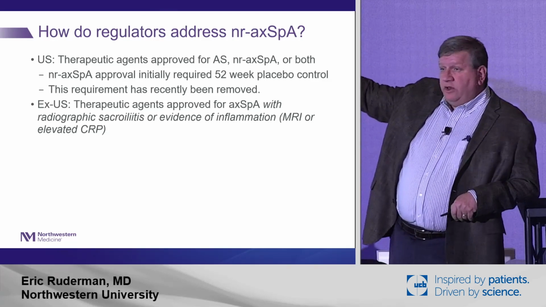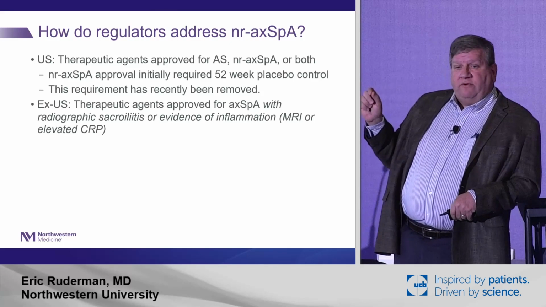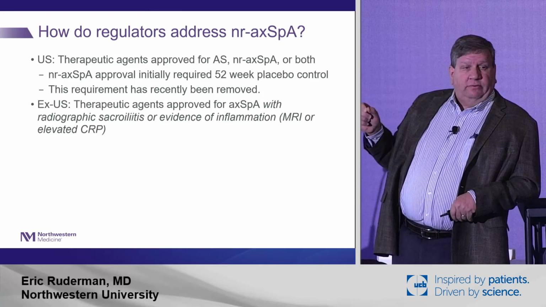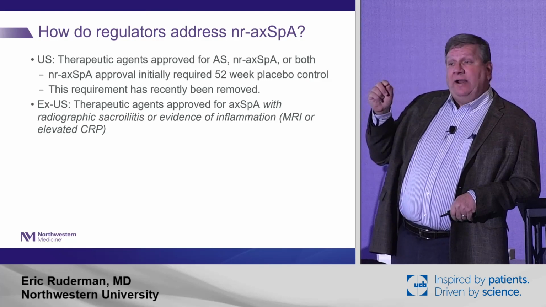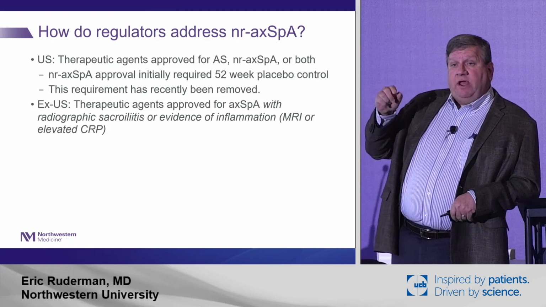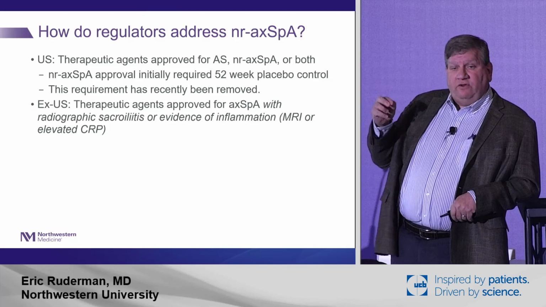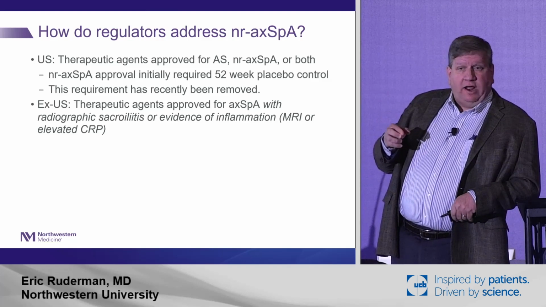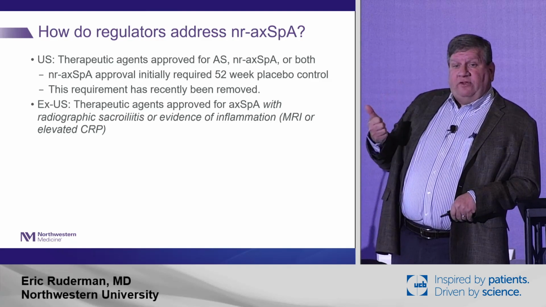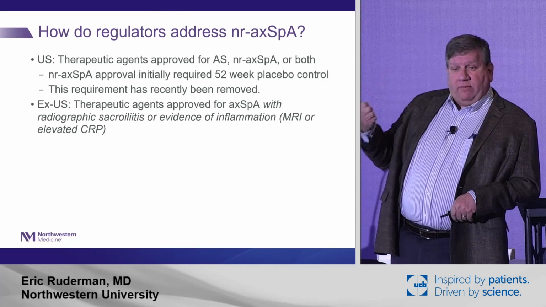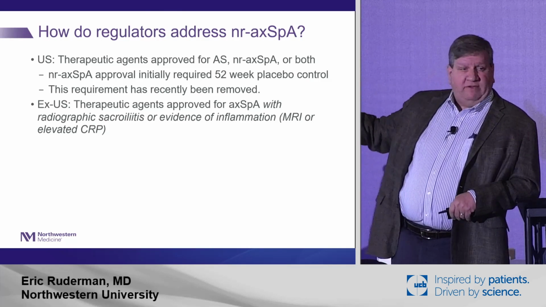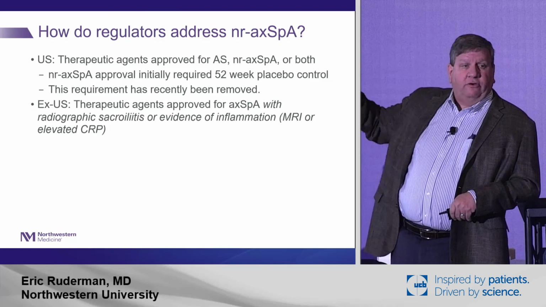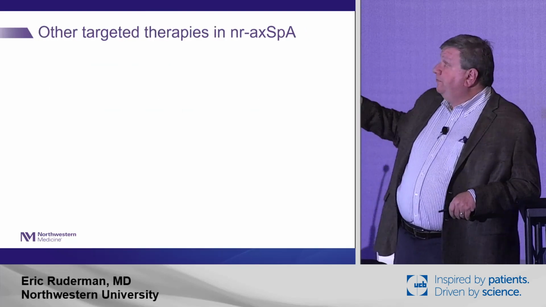Outside the US, particularly in Europe, the drugs are approved for axial spondyloarthritis. They're one indication. There's only one indication. It's axial spondyloarthritis, and with the caveat that if you have non-radiographic disease, if you don't have sacroiliitis to hang your hat on, you at least have to have some evidence of inflammation, either an MRI or an elevated CRP, to justify more advanced therapies, whether it's a biologic or now a JAK inhibitor.